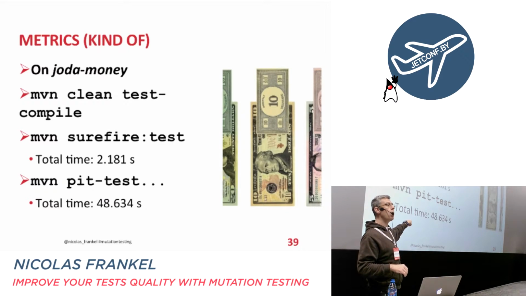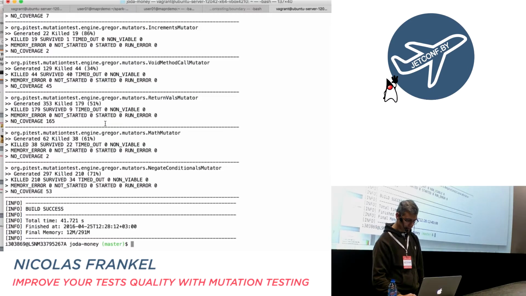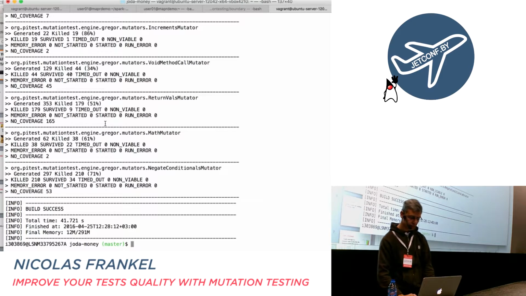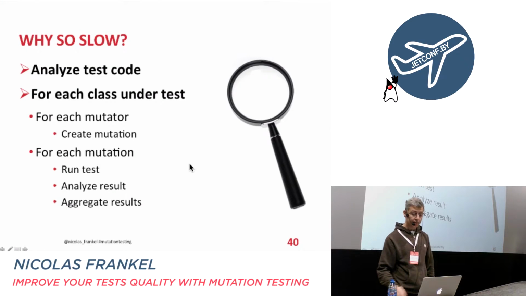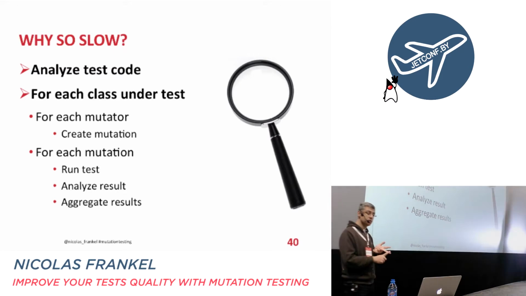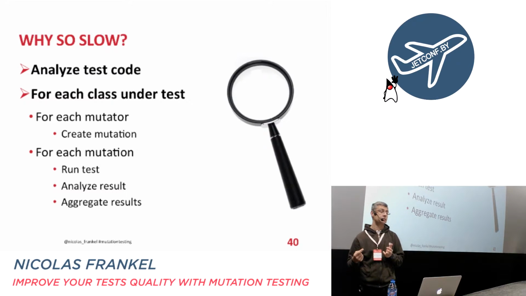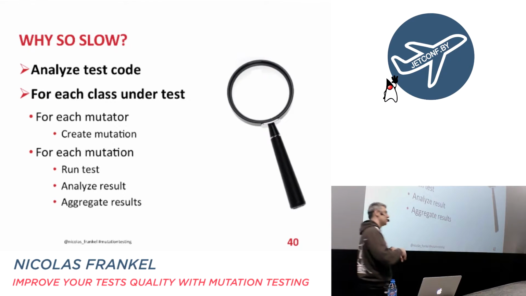25 times more. And I believe it to be exponential. So the more tests you have, the more you will have. Did it finish yet? Just to check. Yes, 41 seconds here, which is better. So why is it so slow? Because it has to analyze the code, and for each class and test, and for each mutator, it has to create the mutation, then run the tests again. So it's very simple to understand why it's very slow, because it has to combine all permutations.